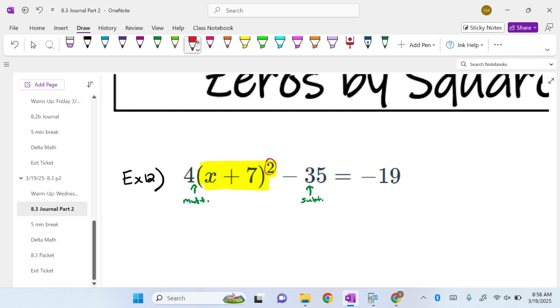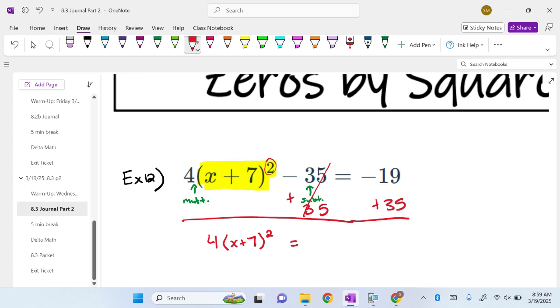We would add the 35 to both sides. We would get rid of the constant. So that goes away. I get 4 times x plus 7 all squared is equal to positive. Can someone do 35 minus 19 in their calculator for me real quick? 16. Okay.